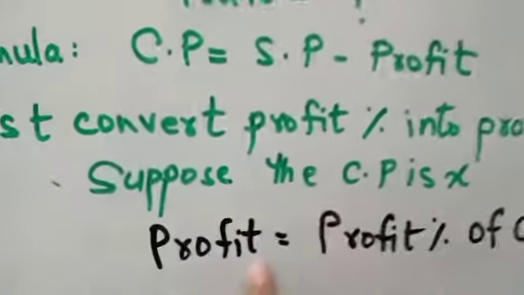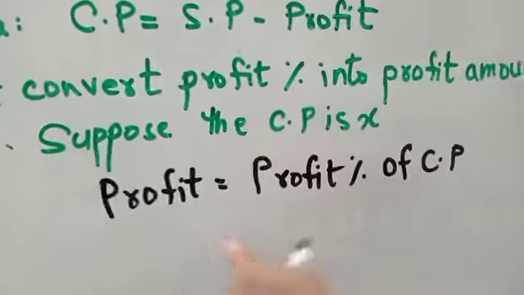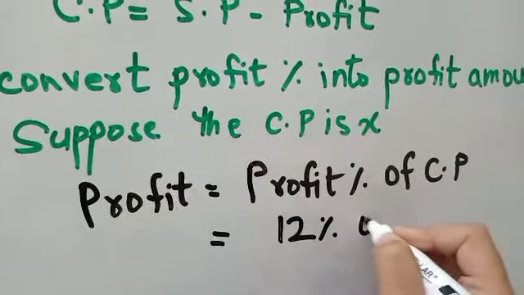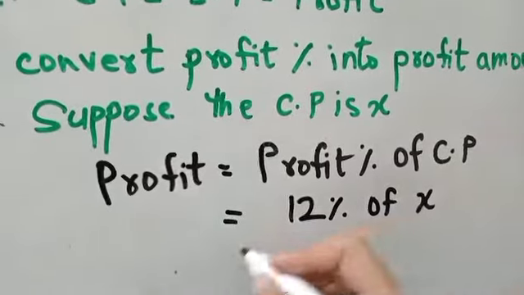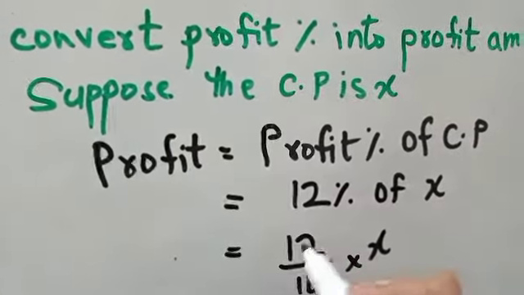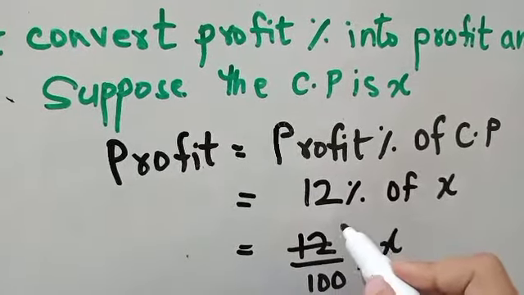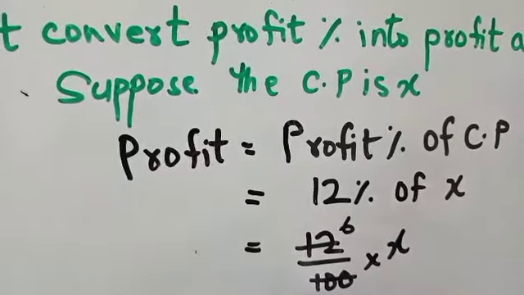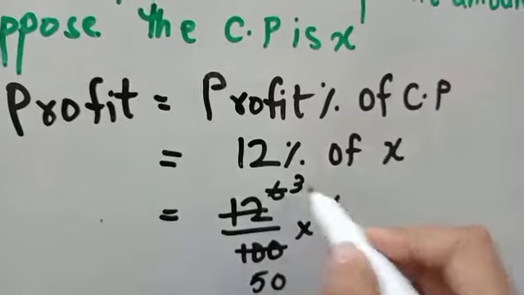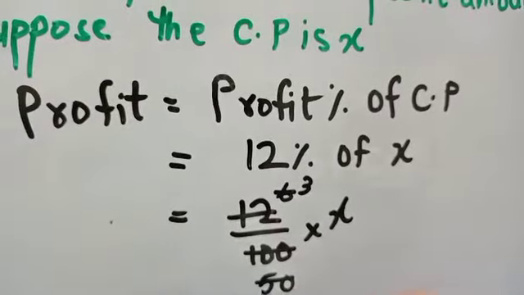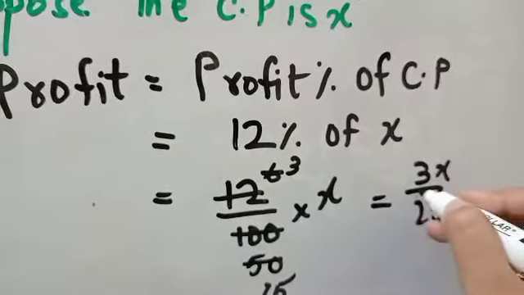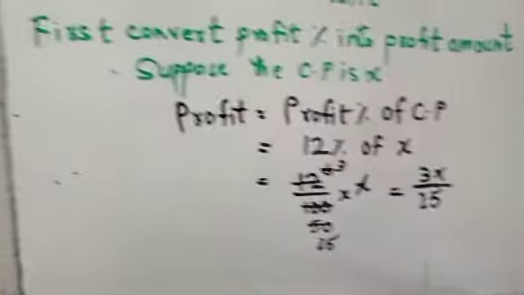So here I am calculating with this formula. Profit is equal to profit percentage of cost price. Profit percentage is given to me, 12%. 12% of cost price, which I have supposed X, is equal to 12 upon 100 multiplied by X. Reduction: 2 6s are 12, and 2 5s are 10, and 0 will be copied. 2 3s are 6 and 2 25s are 50. They are not further reducing, so it is 3 upon 25 X. Okay, 3X upon 25.